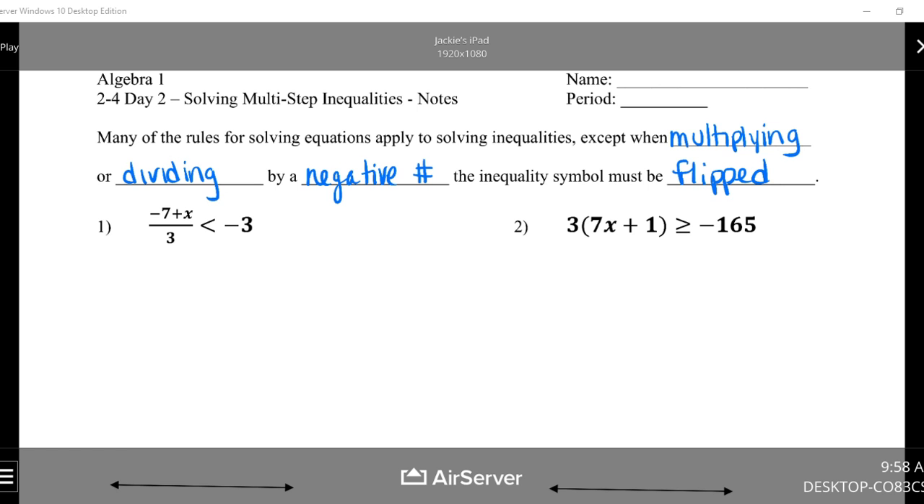Okay, so for number 1, right now we're dividing the sum of -7 plus x by 3. So our first step, we're going to multiply both sides by 3. Very similar to the concept of eliminating fractions. So 3 over 3 is 1. So on the left side, we have -7 plus x is less than -9.